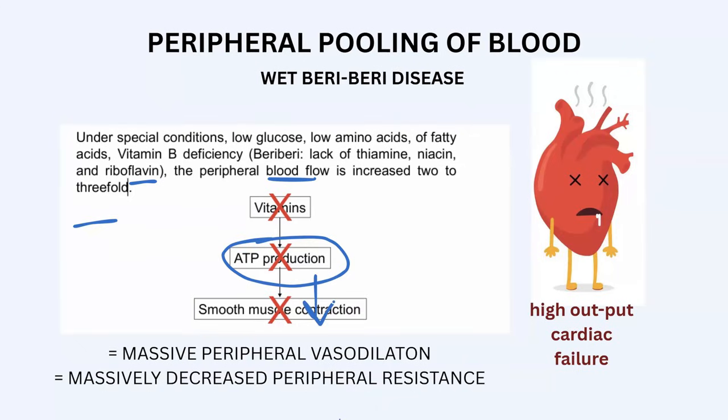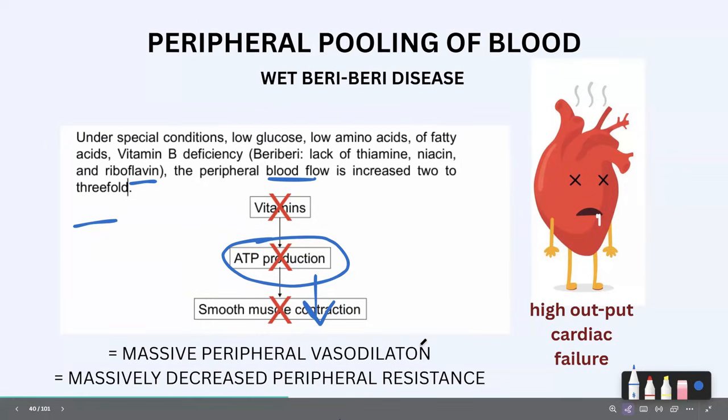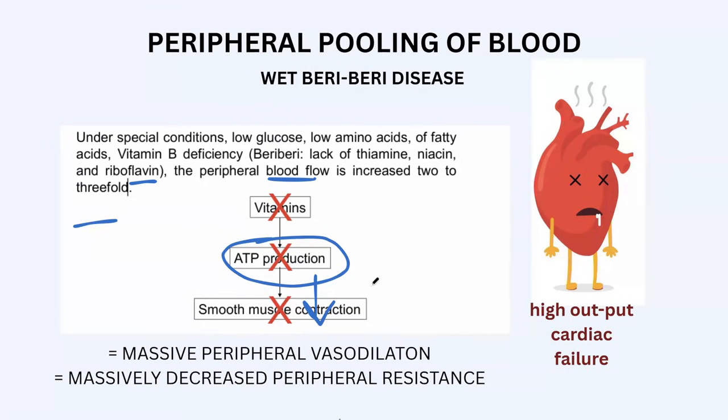Okay? So whatever arterioles you have in all of the body, they're not going to contract, they're all going to dilate. And when they're all going to dilate, that's going to cause massive peripheral vasodilation. So what that means is that all the blood is going to pool up in the peripherals. And because of the vasodilation, you have decreased peripheral resistance. Okay? Now think about it for a moment. If your blood vessels can't constrict, if there's no constriction of the arterioles, all the blood is pooling down.